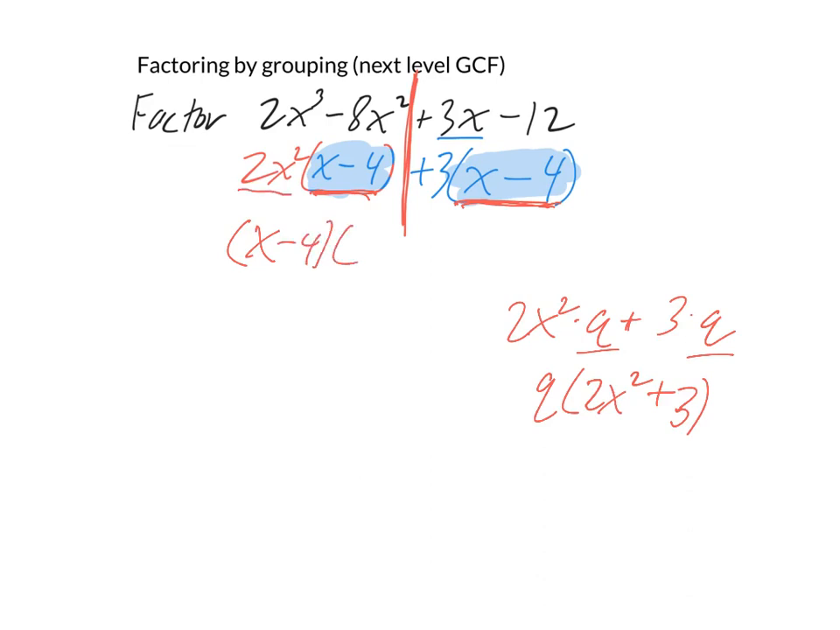And then what's left from the first term is just the 2x squared. What's left from the term on the right is just the plus 3. And that is our answer.